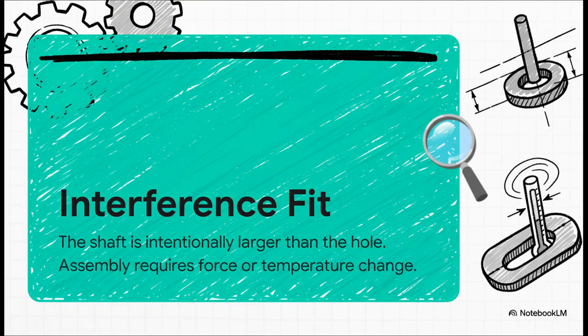And finally, we have the interference fit, which you might also hear called a press fit. Now this is where it gets interesting. The shaft is intentionally made larger than the hole. Yeah, you heard that right. You can't just slide these pieces together. Nope. You need a big hydraulic press, or maybe you have to heat up the hole to make it expand while you freeze the shaft to make it shrink. When those parts get back to the same temperature, the force between them creates this incredibly powerful bond, basically turning them into one solid part. This is for when things must never, ever move.